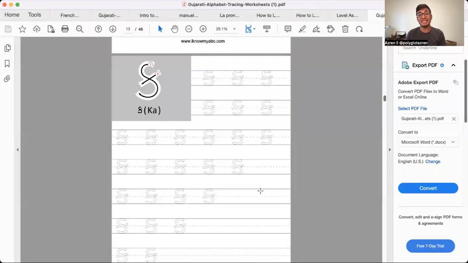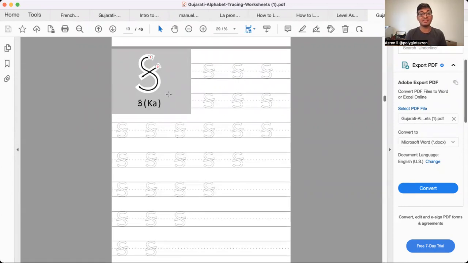Now, most of the Gujarati consonants have an aspirated variant and an unaspirated variant. For example, the letter you're looking at on the screen here is G. This is like the letter K in the word sky. G, G, G.